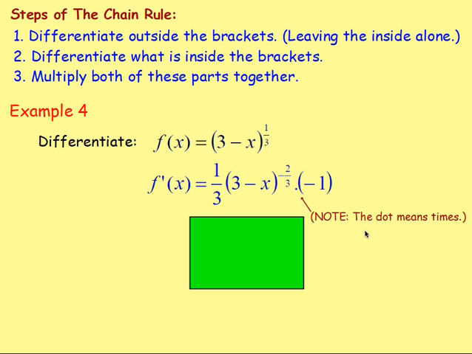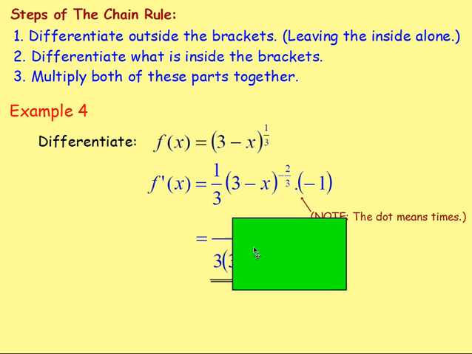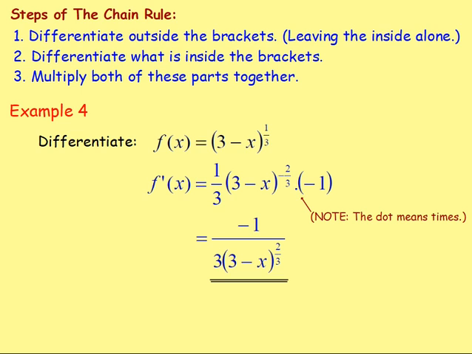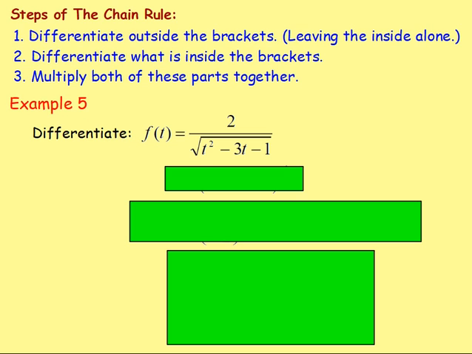You're timesing them together. From there then, you've got a third, you're multiplying that by negative 1, so that's really going to be negative 1/3. You've got this 3 take away x to the power of negative 2/3. Remember, you may be asked to write it with a positive index, so keeping the negative 1/3 as a fraction, and then moving that 3 take away x from the top down to the bottom of the fraction, so that would go to the power of 2/3, and that would be your answer.